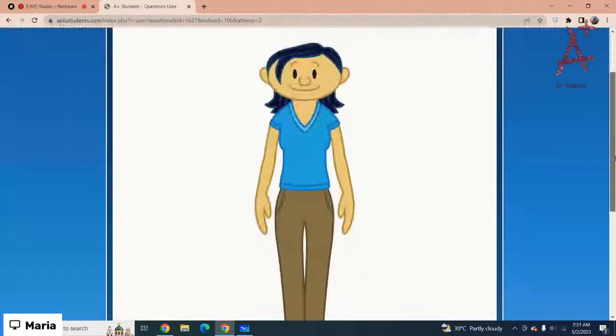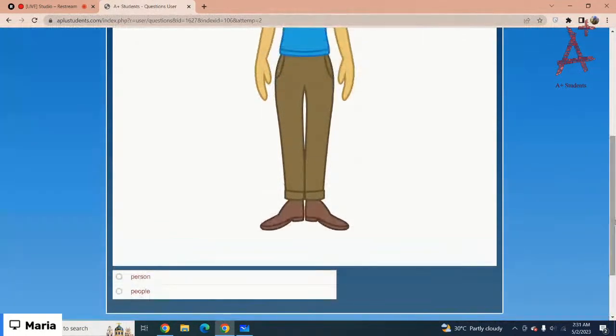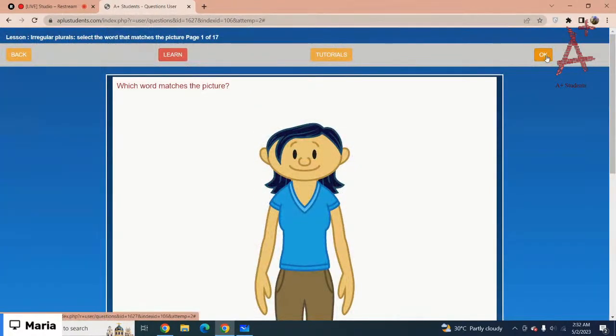Okay, you can see the one. It would be person or people? It would be person. People is always used for more than one. People is plural, person is singular.